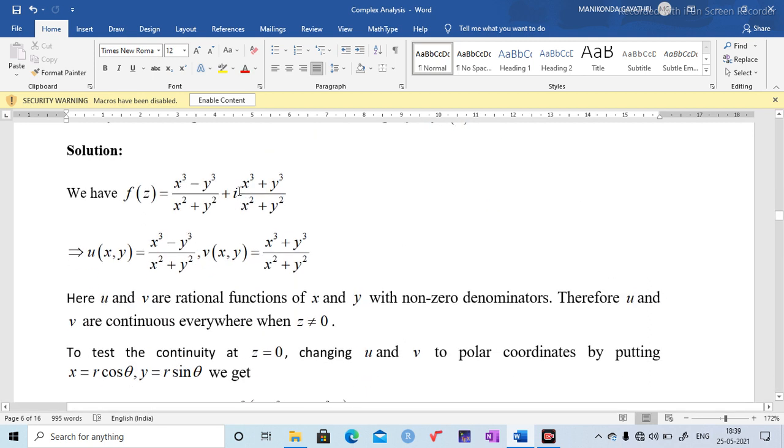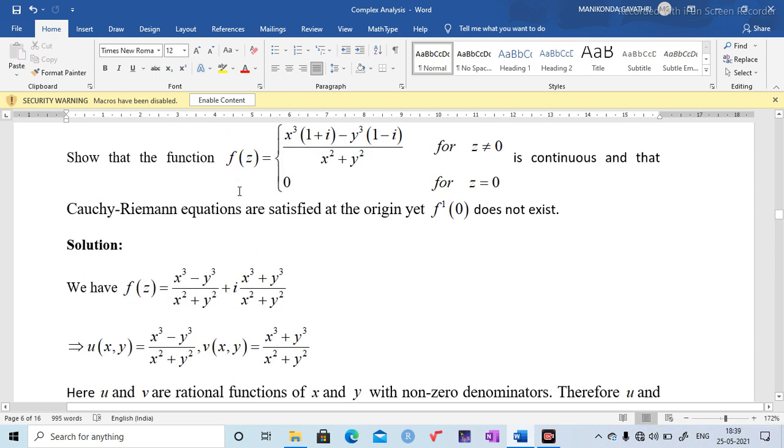So solution. Here I am writing f of z equal to real part separate, imaginary part separate. Observe, 1 into x cube is x cube, minus y cube into i is minus y cube. Denominator as it is. I am keeping here because i is common in i into x cube and i into y cube. Minus into minus is plus. Okay, so denominator as it is. Take this as u of x comma y, this as v of x comma y.